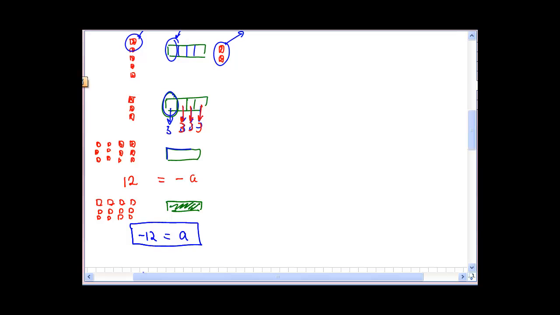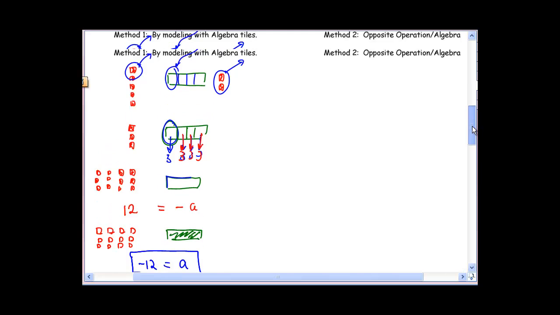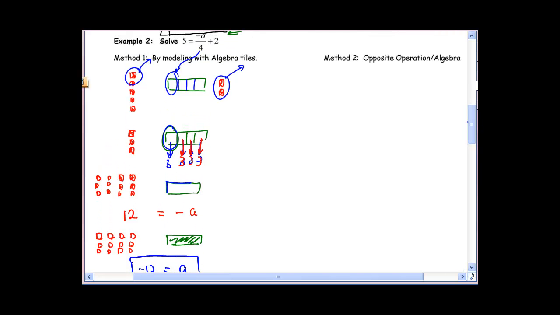Okay. Once again, let's do opposite operation to see if we can get the same answer. So I'm going to copy the question again. 5 equals negative a over 4 plus 2. And once again, you have to decide what's our first operation to undo what this question says. So once again, I want to isolate the variable, and on my right-hand side, I want a by itself, so I've got to get rid of everything else that does not have a. So first of all, let's subtract 2 on both sides. And that gives you 3 equals negative a over 4.